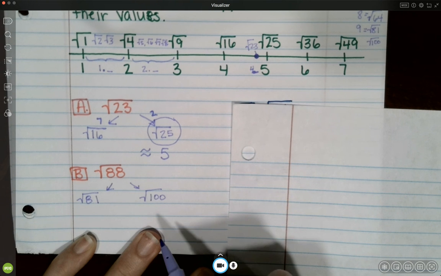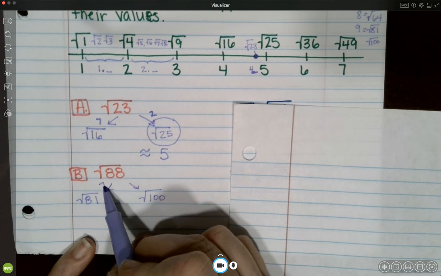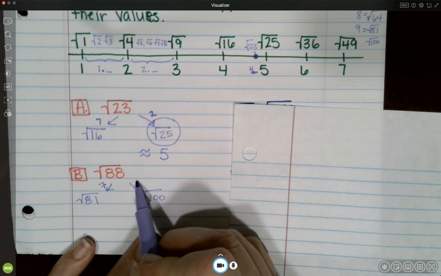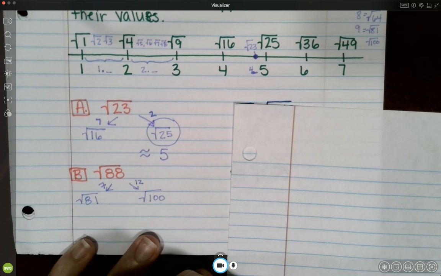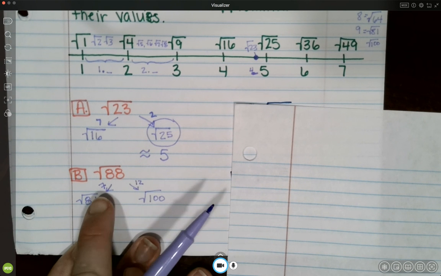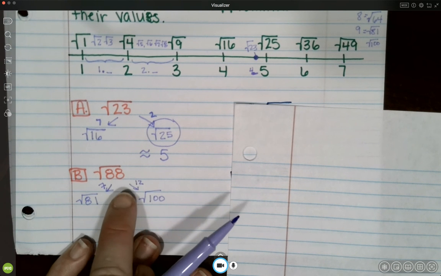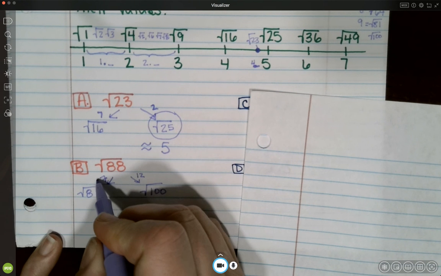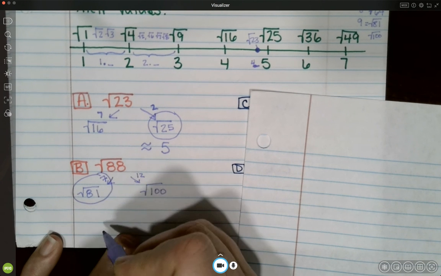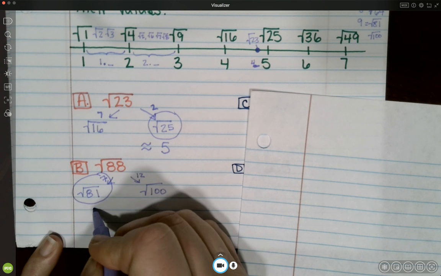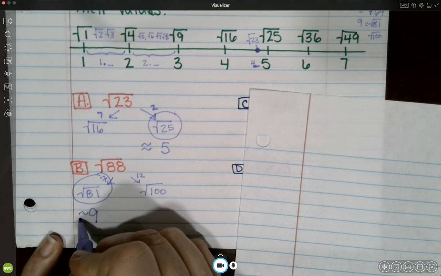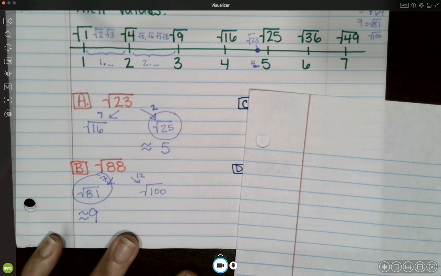Now the question is, who am I closer to? Well, I am 7 digits away from being 81, and I am 12 digits away from being 100. Now notice these numbers are kind of close, which means I'm almost at a 0.5. I'm halfway, but I am actually closer to 81. And the square root of 81 is 9, which means I am closer to being the whole number, so approximately the value of 9. Okay?